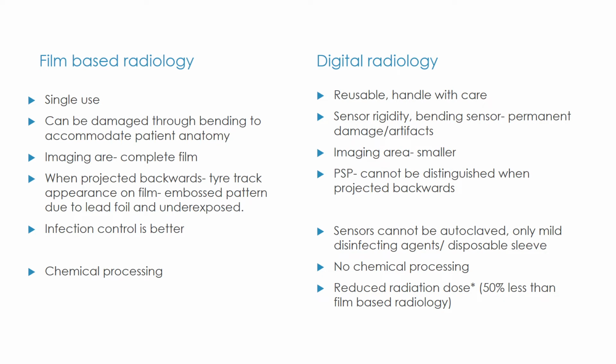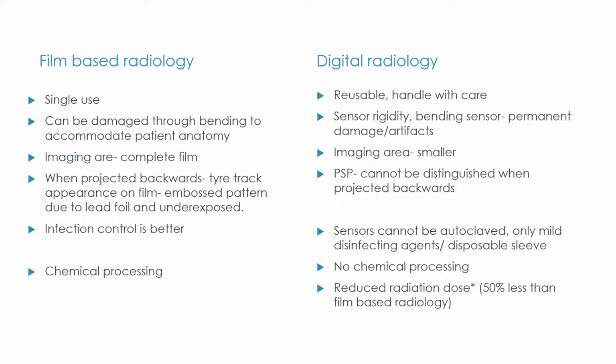When you're placing the film projected backwards, you get something called a tire track appearance on the film. There's an embossed pattern due to the lead foil, and you can really make out that you have made a mistake. With a CMOS sensor, you cannot make that mistake because you have the wire on the other side. Whereas with the PSP sensor, yes, you could make that mistake, and it cannot be distinguished when projected backwards, and that's a major drawback there. So you need to be very clever. Of course, there are indicators. If you follow the instructions, there are less likely chances that you would make that mistake. But if you did, you can easily get confused from the left to the right quadrant.